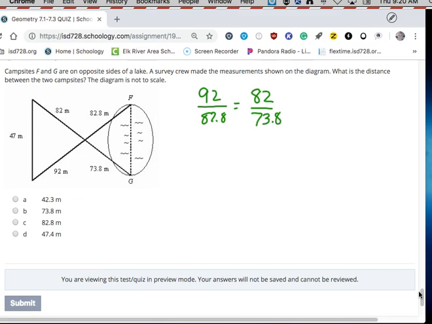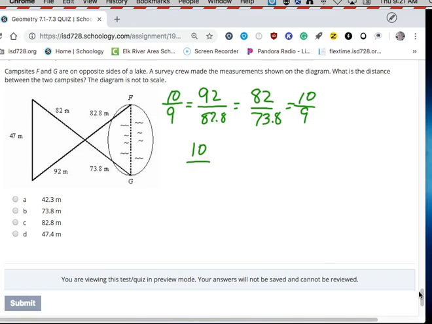I've got 92 divided by 82.8. Okay, and that's going to be 10/9. And then I've got 82 divided by 73.8, and that also is 10/9. So these are proportional. I've set those up for my side, so I've got 10/9 as my scale factor.